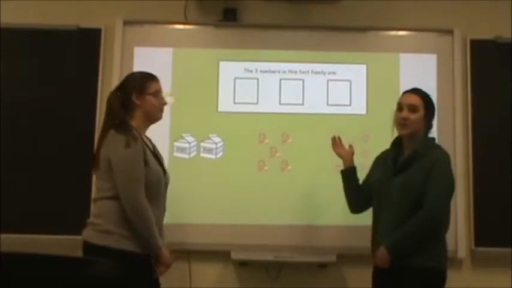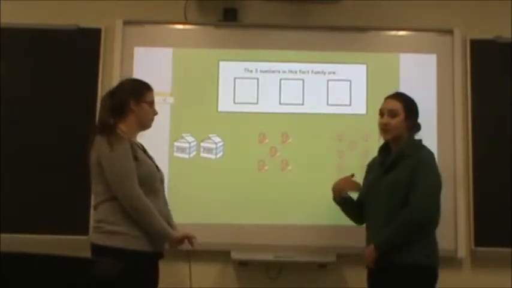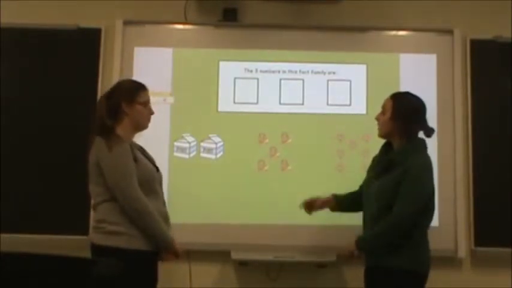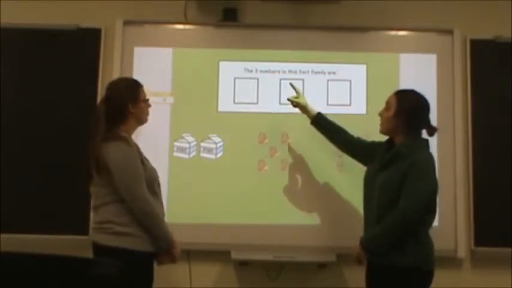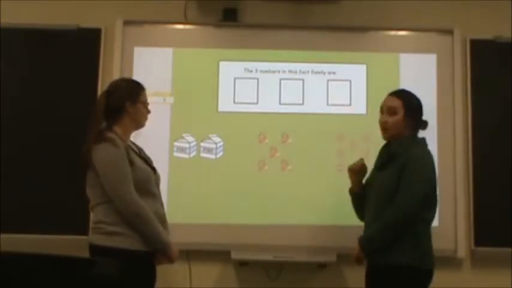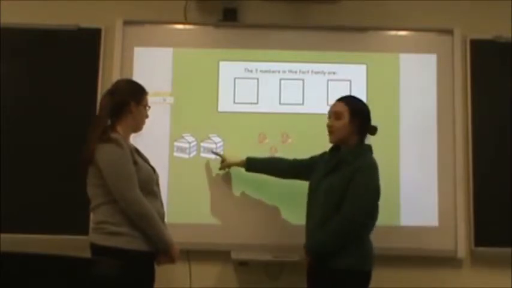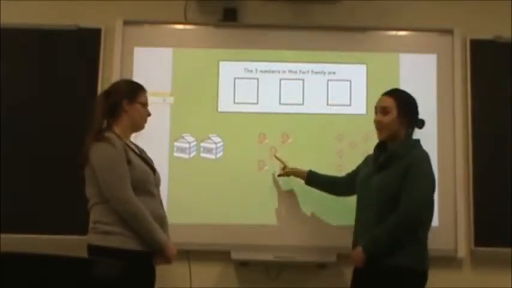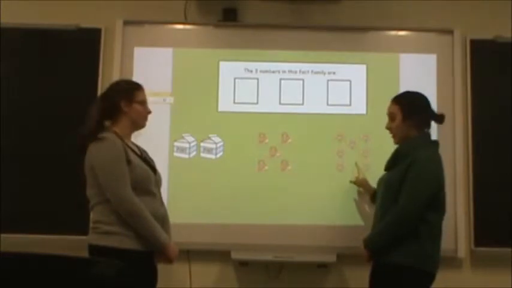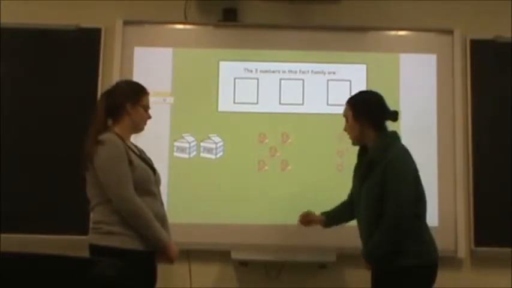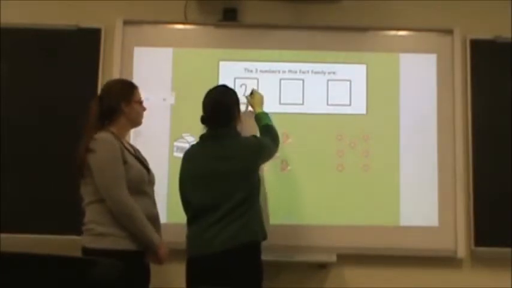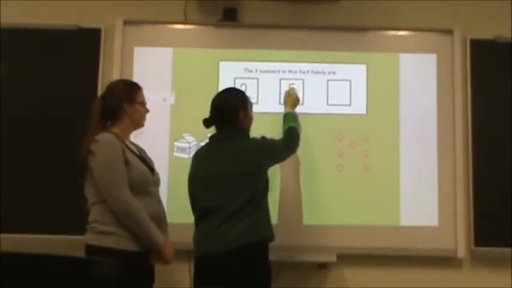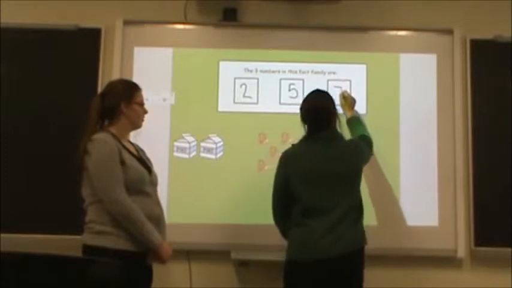For this one, we would have the students do the same thing, volunteer and come up to the board, but for this one, we're going to use pictures instead of numbers. So it asks, the 3 numbers in this fact family are, so we have 2 pints of milk, 5 lions, and 7 dogs. So the students would write, for the 3 numbers in this fact family, 2, 5, and 7.